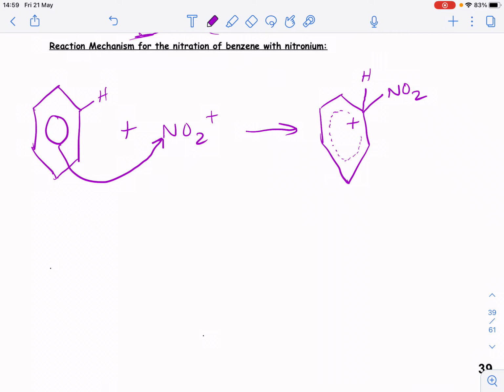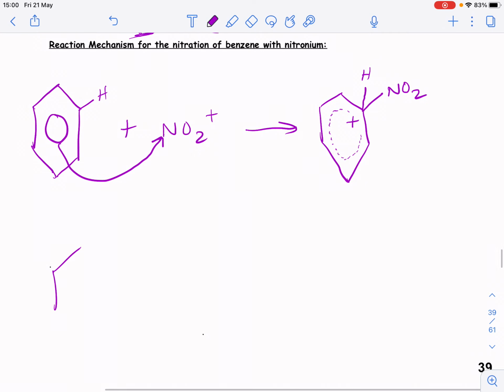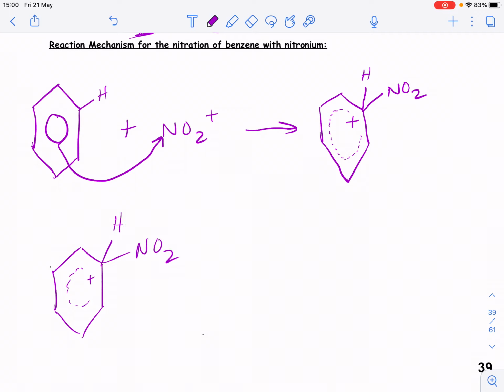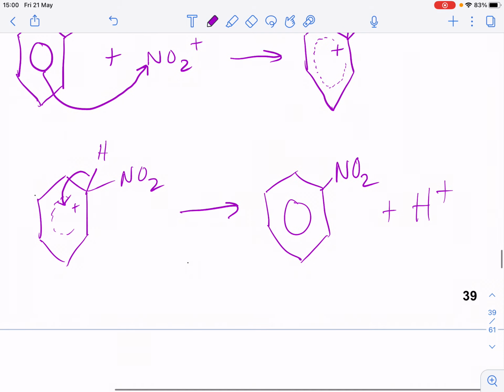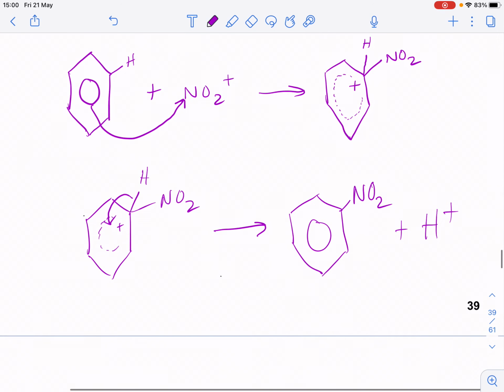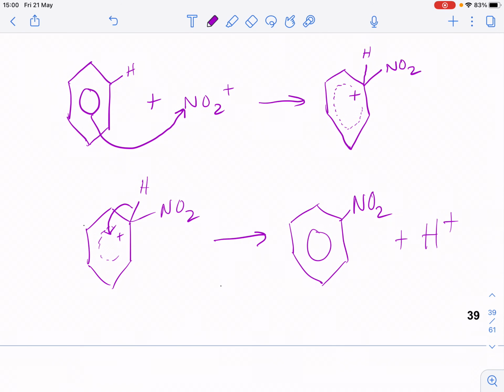And then in the next step, we have to show that that ring gets repaired. So at this point, we need to show that the bond between H and C is going to repair that delocalized electrons, and that's how the H breaks off. The final product has the NO2 on it, and the H plus is off to the side. So in the end, all we've done is replaced an H that was on the molecule with an NO2. That's why it's called substitution.